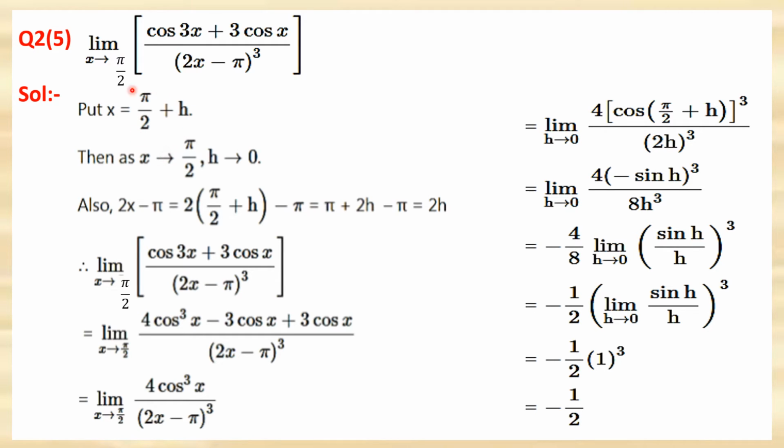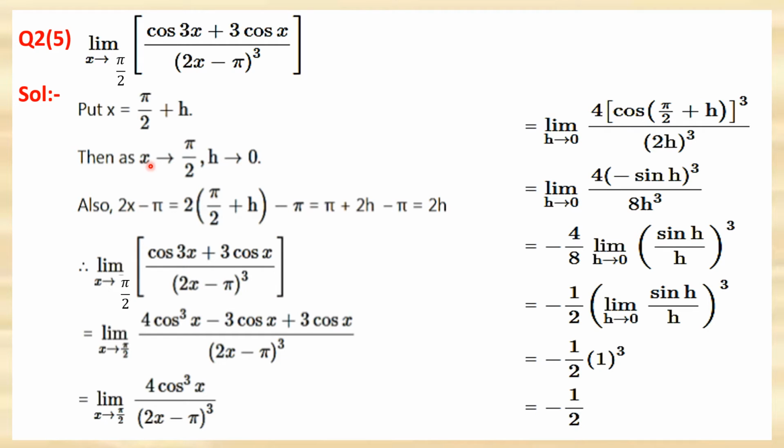Now we know when x is equal to pi upon 2 plus h, then when x tends to pi upon 2, h tends to 0 only. That is, just put x is equal to pi upon 2, you will get h is equal to 0. So we are taking this tends to. That is, x tends to pi upon 2, then h tends to 0.